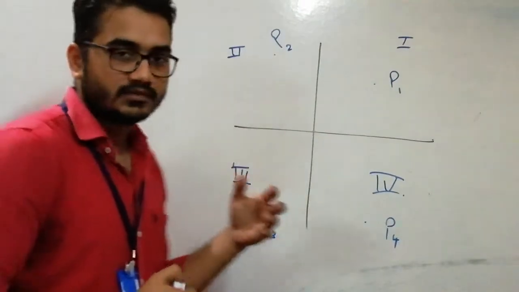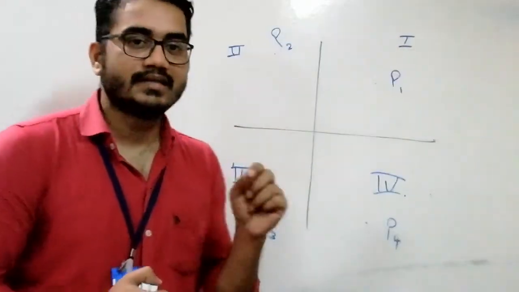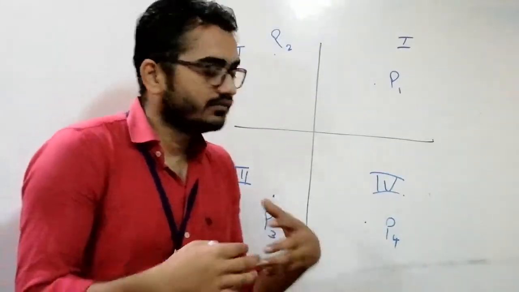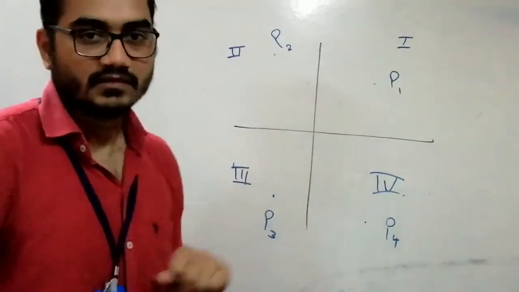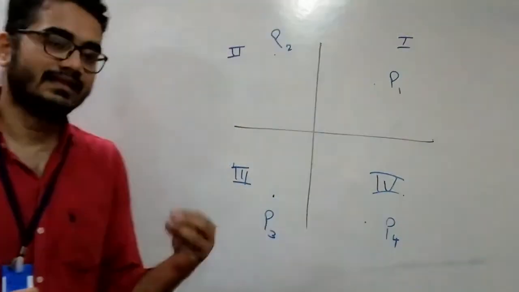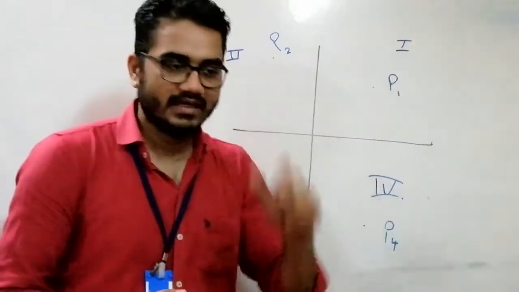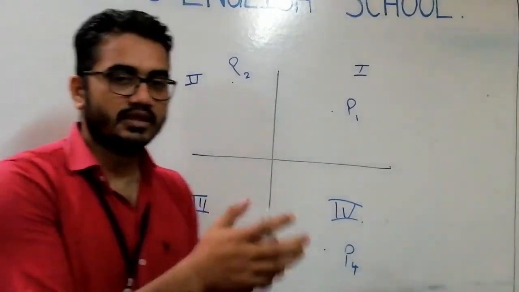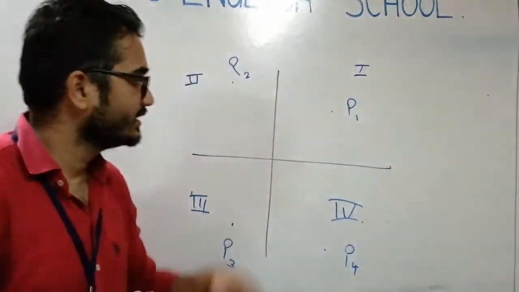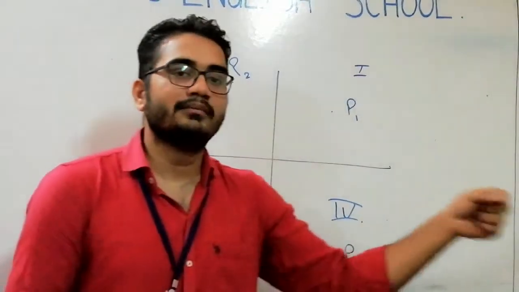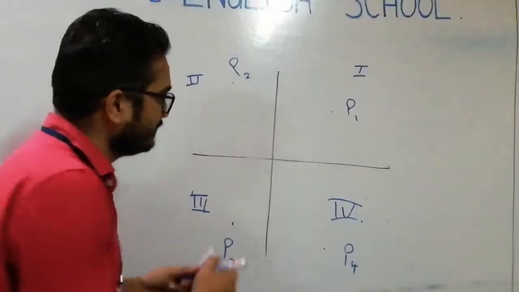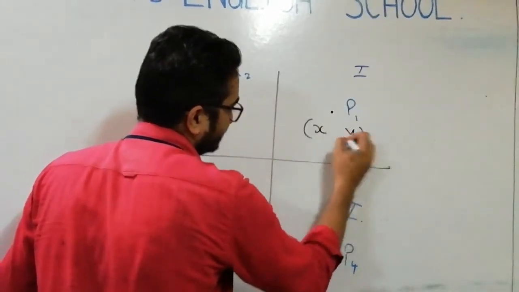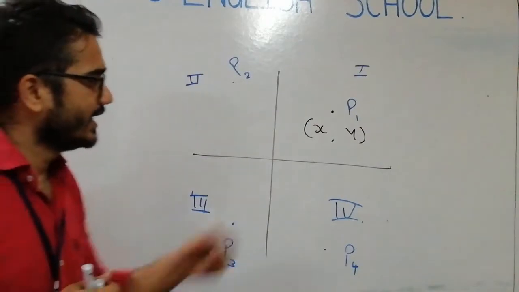Now if I ask, what is the address of this point? Suppose you want to tell your friend where this point is, how will you define it? Suppose I ask, what is your address? You will directly tell me the room number, XYZ area and XY district, so that I can reach your home directly. Similarly, we have an address for this point P1, that is known as X and Y.